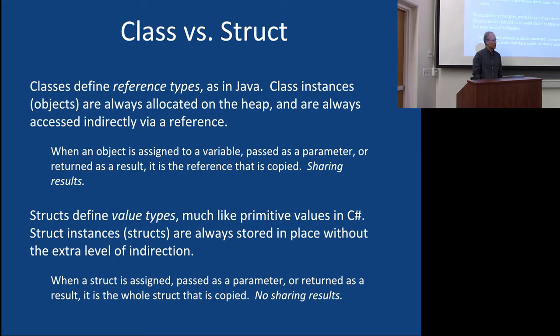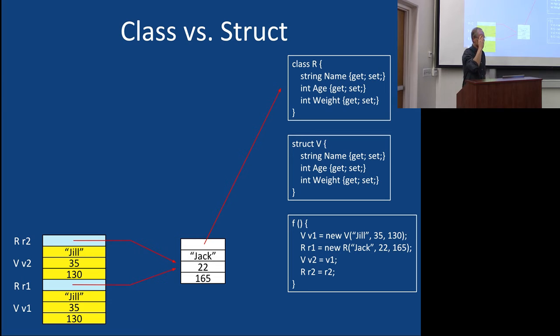So structs exist to give you an engineering choice. And we'll look at the trade-offs as we go along. But basically, it gives you the flexibility to decide, do I want things allocated in place, or do I want them allocated on the heap and access them indirectly via reference? So it'll make more sense when you see how it all works.